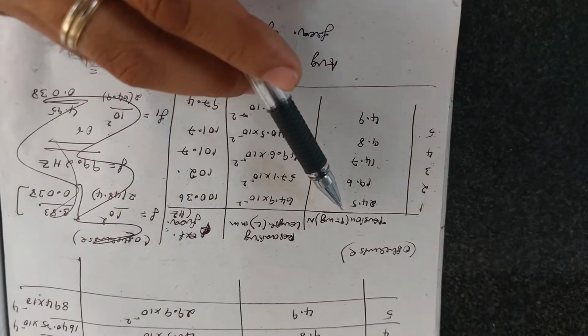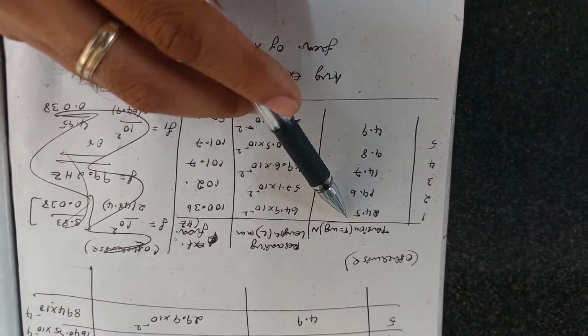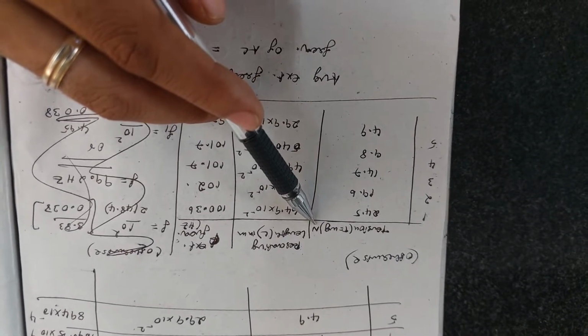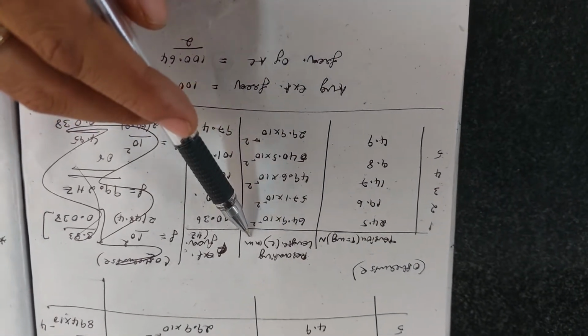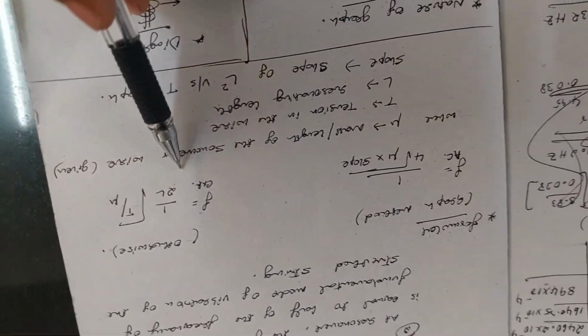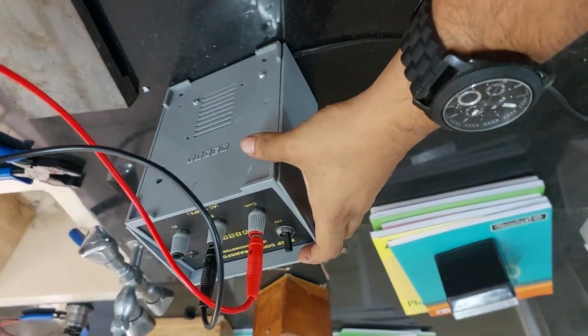So the first column is tension, that is the tension in the wire, which is T is equal to M into G. The SI unit is newtons, and then the resonating length in meters, and then external frequency, which we have to calculate using this formula. So I'll switch on the sonometer.